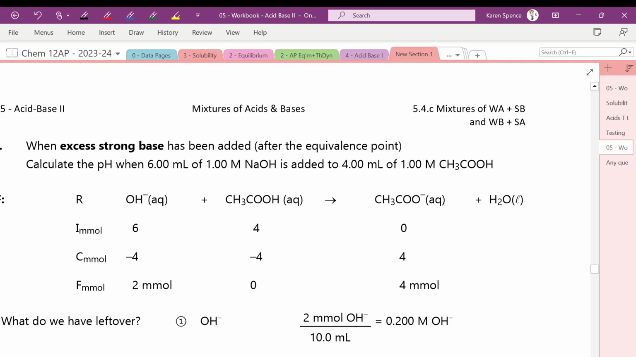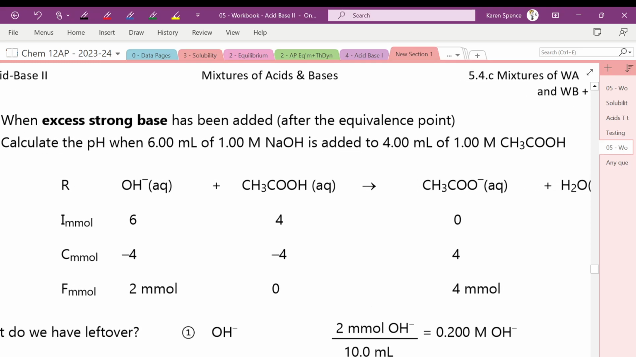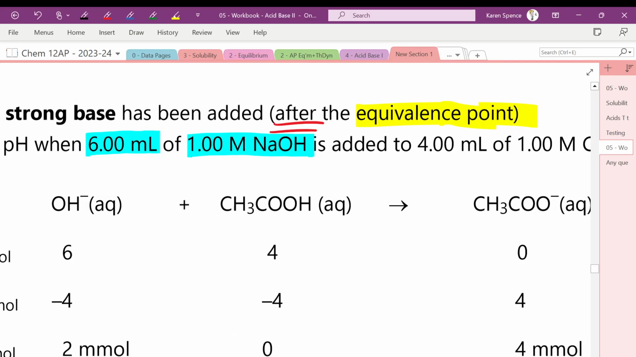So let's take a look at what happens. Now we have added excess strong base, so we are after the equivalence point. In other words, we have more moles of NaOH. Here we have 6 milliliters of 1 molar NaOH. So how many millimoles is that? 6 milliliters of 1 molar NaOH equals how many millimoles?